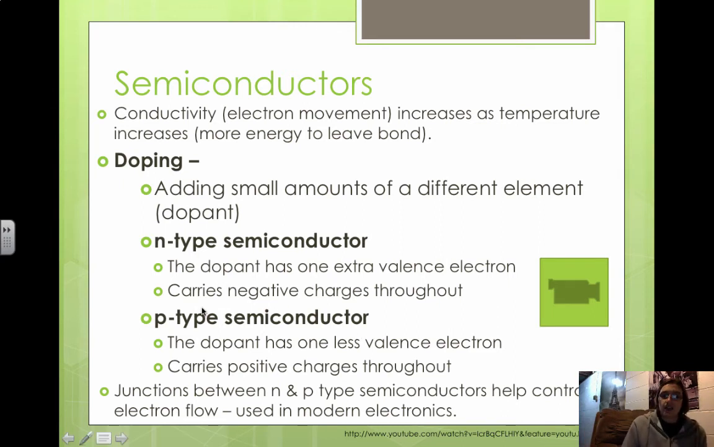Now this says that it carries negative charges throughout. This does not mean that the semiconductor is negatively charged. This just means that the negative charge is what moves through the semiconductor and what allows it to conduct electricity.